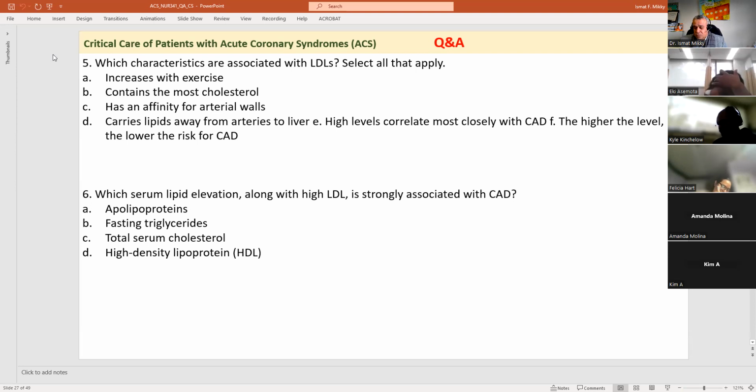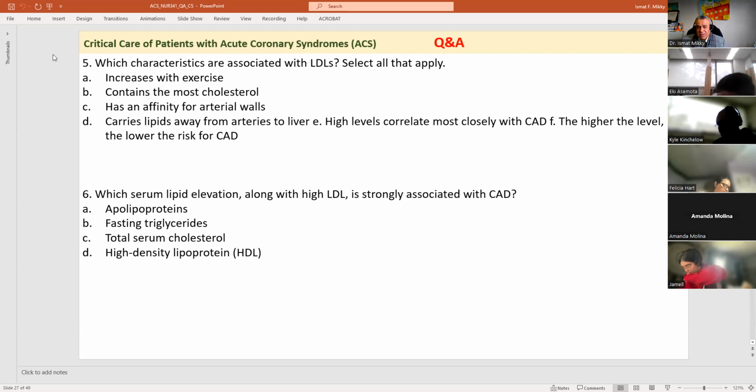Which characteristics are associated with LDL? So that's all that applies. So this is the bad, right? This is not good. That's the bad cholesterol. It contains more cholesterol than other lipoproteins, and it has an attraction or affinity for the arterial walls. So it sticks to these walls more than any other lipoprotein or cholesterol, and correlates more closely with increased incidence of atherosclerosis and coronary artery disease.